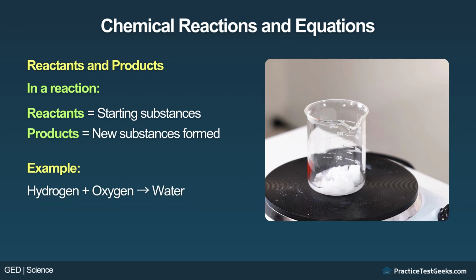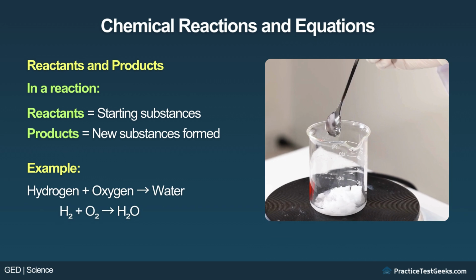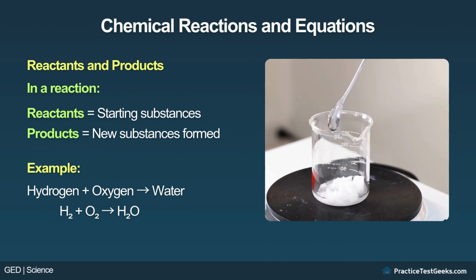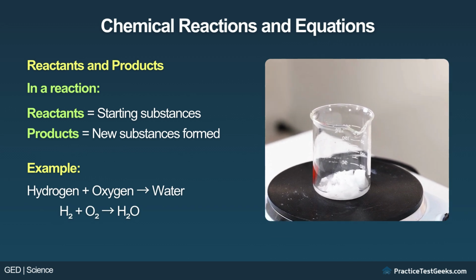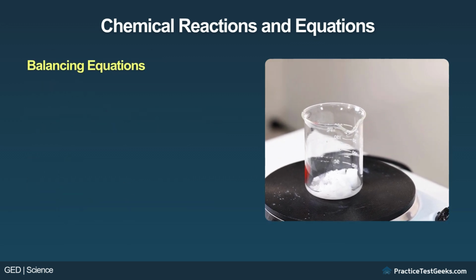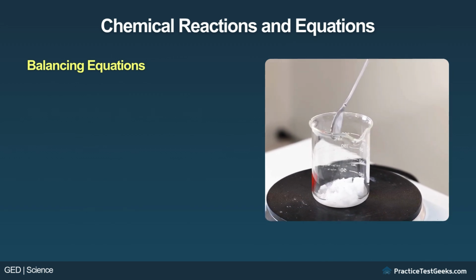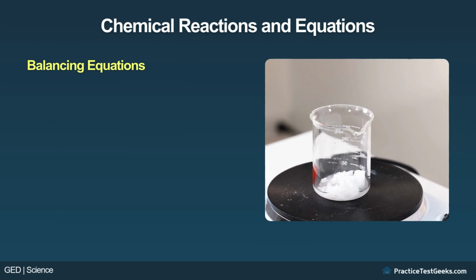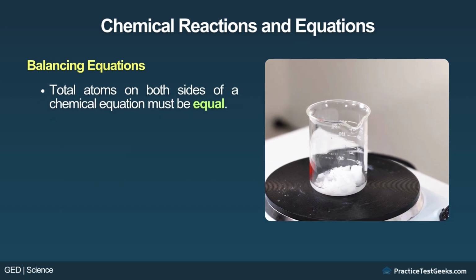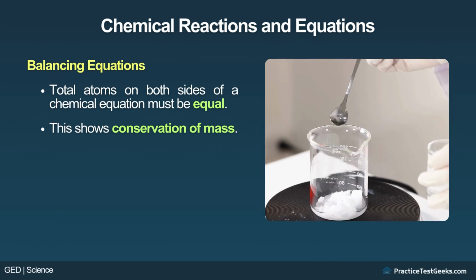Example, hydrogen and oxygen combine to form water. You might see this written as hydrogen plus oxygen produces water. This means hydrogen and oxygen are the reactants, and water is the product. Balancing chemical equations. Chemical equations show the number of atoms before and after a reaction. The number of atoms must be the same on both sides. This is called the law of conservation of mass.